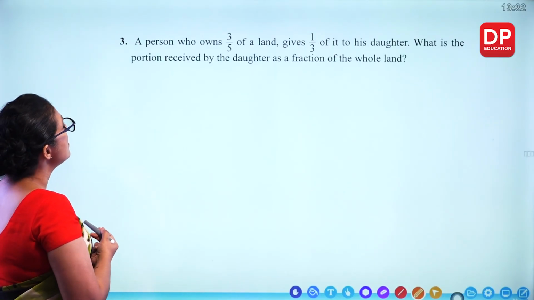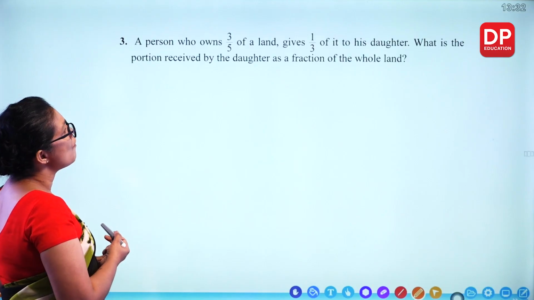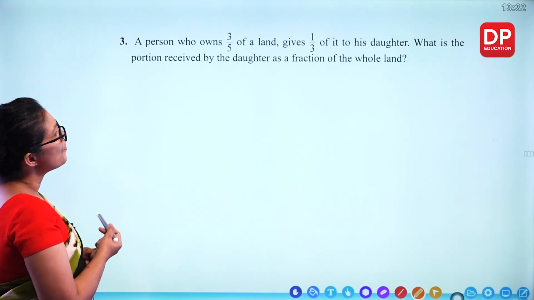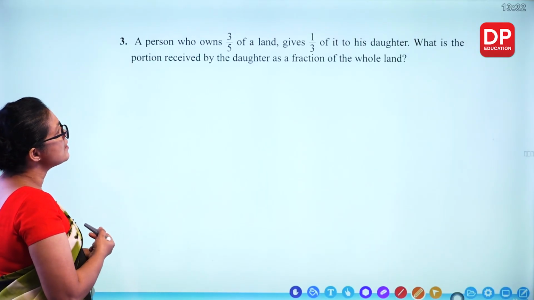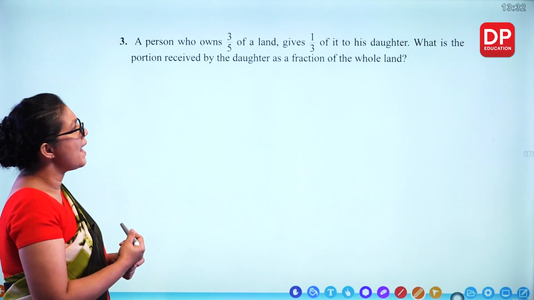Question number 3. A person who owns 3/5 of a land gives 1/3 of it to his daughter. What is the portion received by the daughter as a fraction of the whole land?